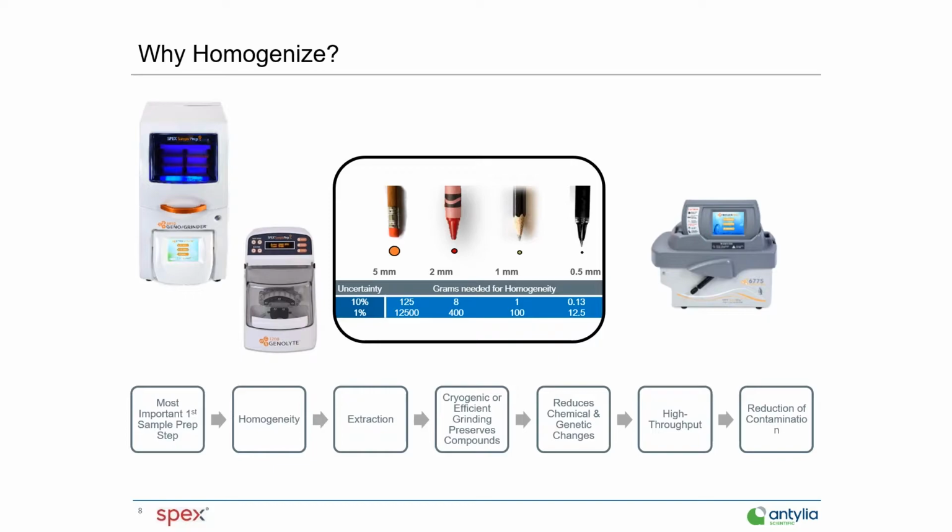But if you bring that down to the 0.5 millimeter range, which is the size of fine point pens, then you really only need 0.13 grams of sample. If you want a smaller uncertainty, like 1%, then you need a lot more sample. So we like to say that sample preparation is really the first most important step to get homogeneity, to get a good extraction, to get efficiency. You preserve your compounds, you stop them from being subjected to any heat, you reduce your chemical and genetic changes, it's very high throughput, and it reduces contamination.